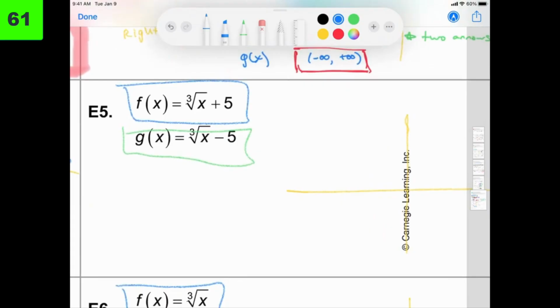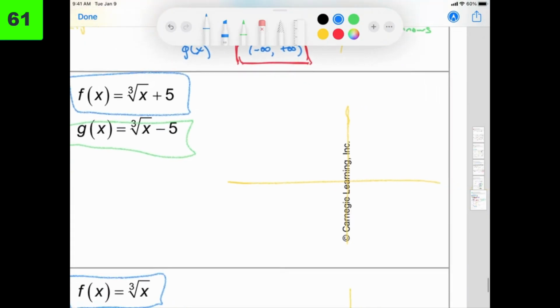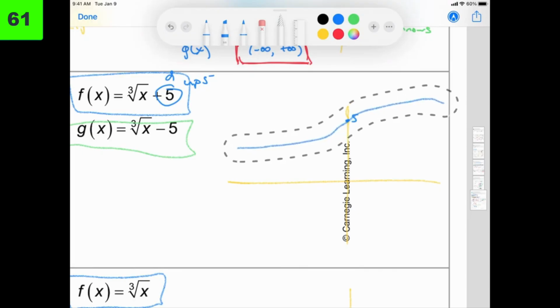All right, let's graph this one. This is the cubic function, but the d value is 5, so that's going to go up 5. So originally the graph was something like this, right? And I can do something kind of cool, I think. And basically it's shifting up 5 units. Does that make sense? And here's a cool thing.